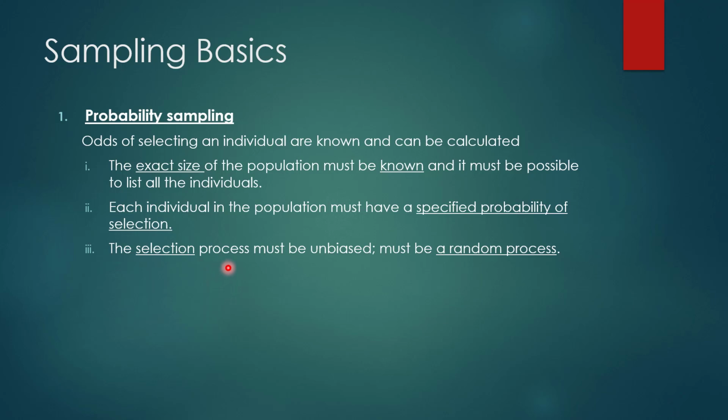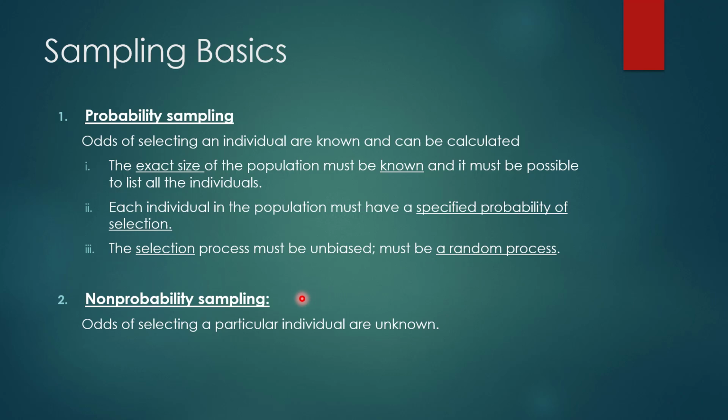The selection process must be unbiased and it must be random. So this is for probability sampling. We know the size of the population, we know the probability of selecting that individual, and it needs to be done in an unbiased or random process. And we'll talk about different ways this can be done.